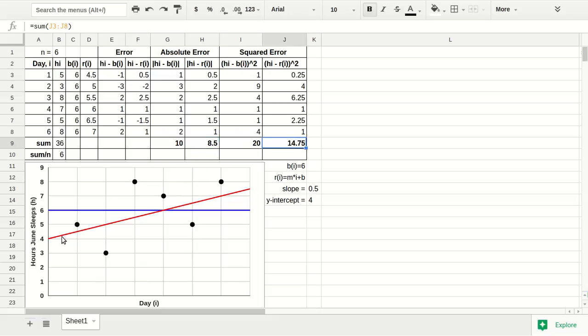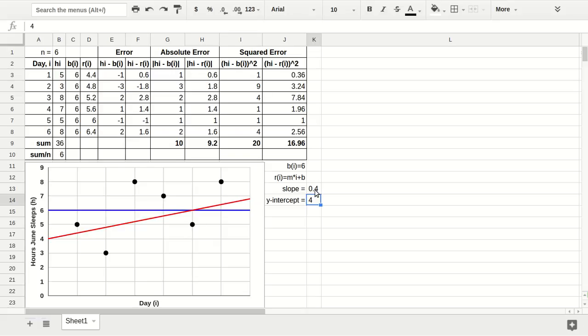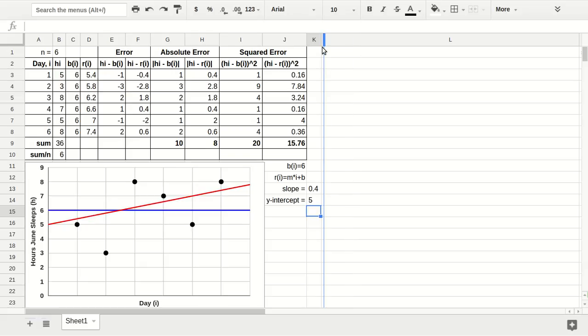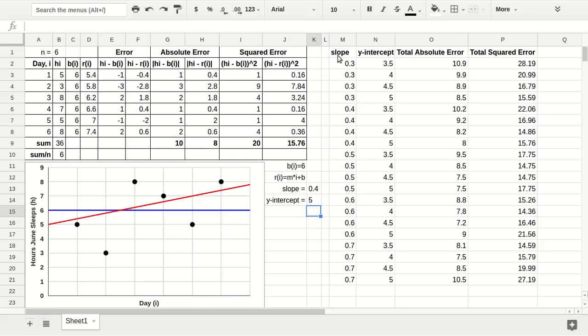Now the question is, is there a better trend line? What if we used a slope of 0.4 and a y-intercept of 5, for example? Is this better or worse than the other line? So what I've done is I went through and I selected a whole bunch of slopes and y-intercepts, and then I calculated the total absolute error and the total squared error, and then we're going to find the smallest values.